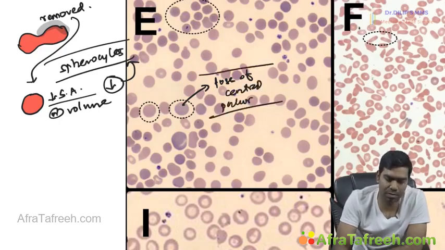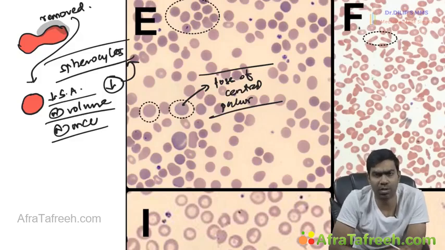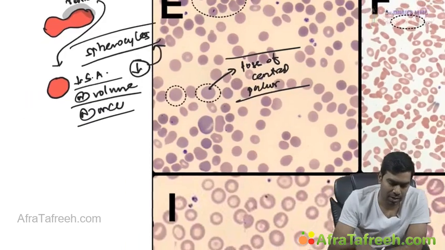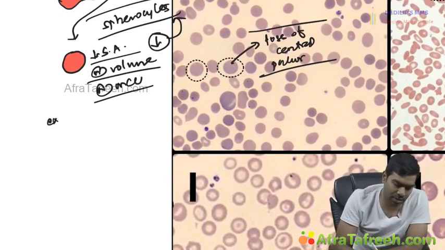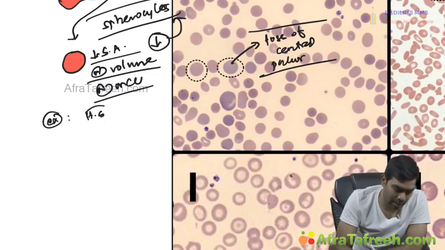Very simple. Macrocytes will be bigger, spherocytes will have a normal MCV and a normal size. As simple as that. That is how you differentiate, because in both these conditions you have a loss of central pallor. Typical examples where you see a loss of central pallor are spherocytes, classically in hereditary spherocytosis, or you can see them in other hemolytic anemias.